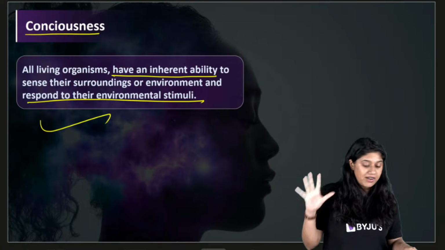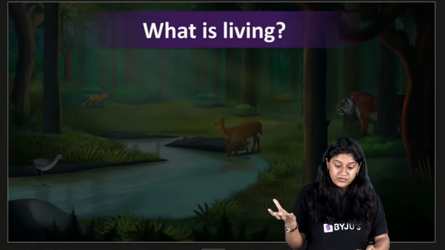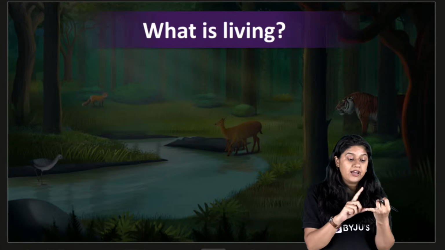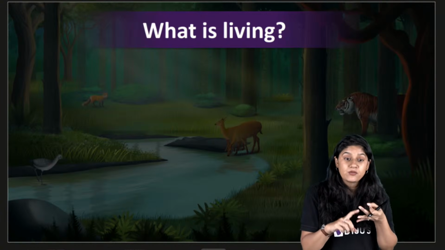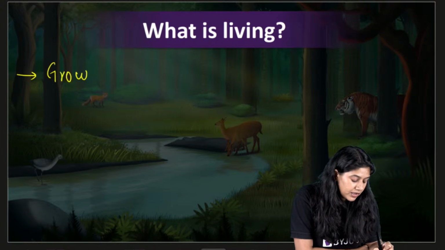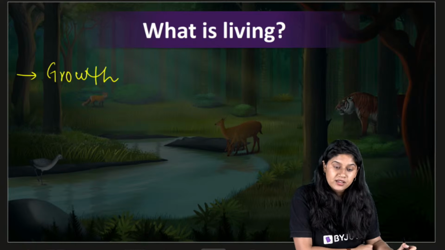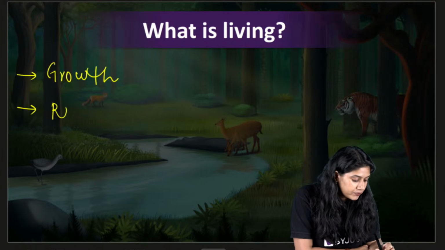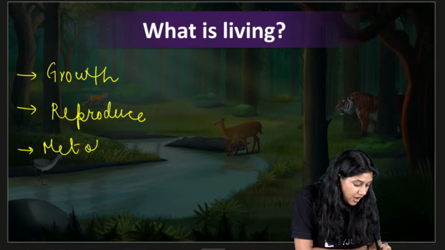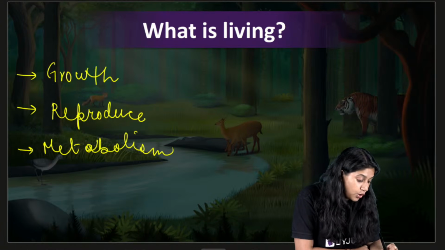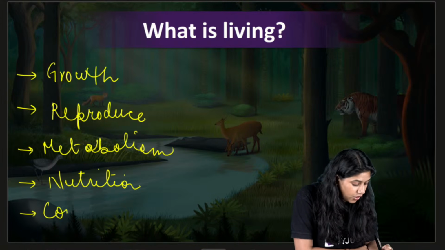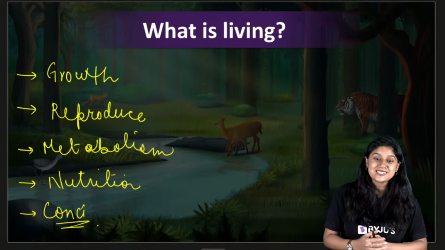So everyone, we have 5 important parameters of what we call living: growth, nutrition, metabolism, consciousness, and reproduction. If someone asks you what is living, you will write: if an organism has growth, or if it can reproduce, or if it shows metabolism, that means chemical reactions, or if it takes food and utilizes it further, or if it has consciousness, basically, it can react to its surroundings.